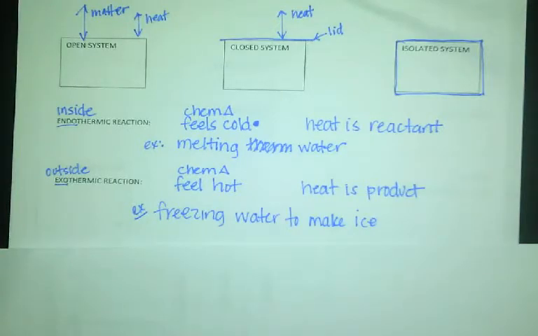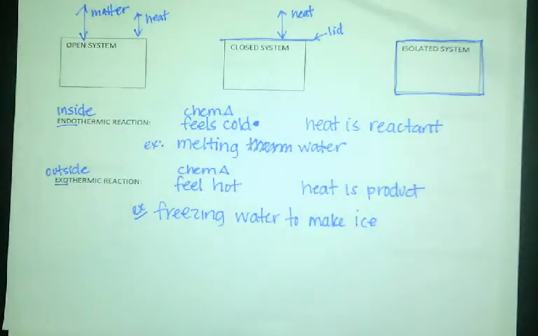So we have endothermic reactions and exothermic reactions. Endothermic reactions require heat in order to go. They have heat as a reactant and they feel cold. Exothermic reactions give off heat when it's a chemical reaction, and they typically feel hot when they happen.